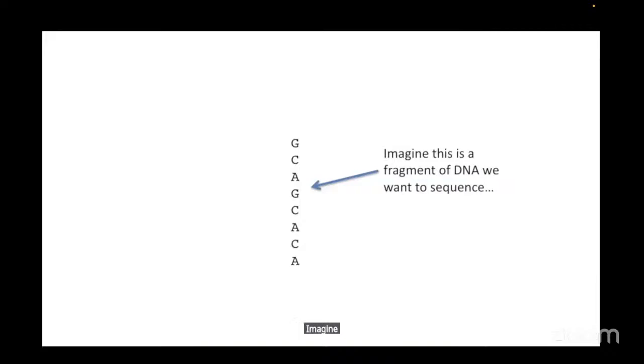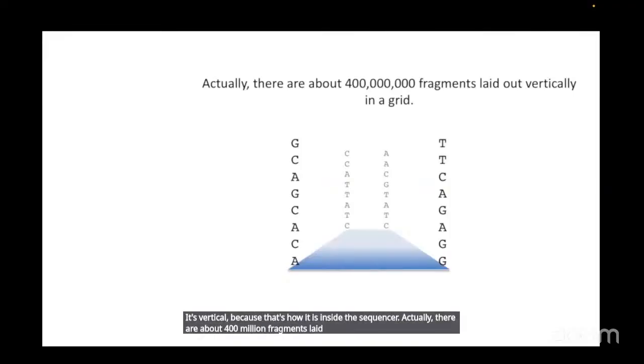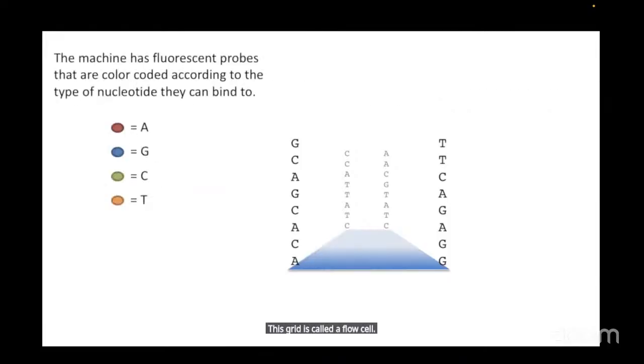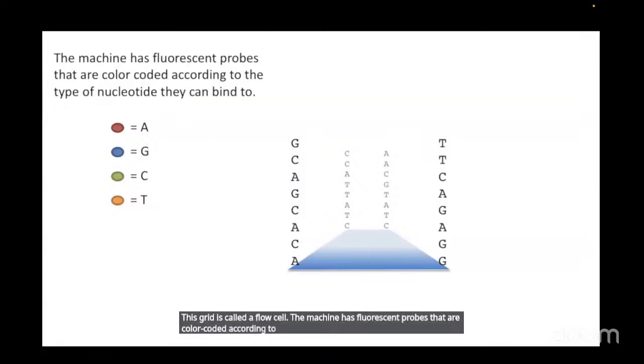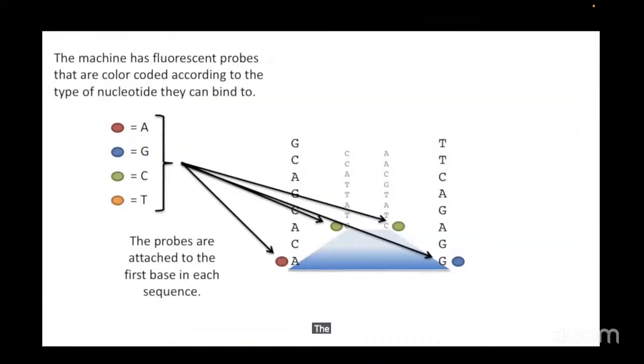Imagine this is a fragment of DNA we want to sequence. It's vertical because that's how it is inside the sequencer. Actually, there are about 400 million fragments laid out vertically in a grid. I'm just showing you 4 fragments so your brain doesn't explode. This grid is called a flow cell. The machine has fluorescent probes that are color-coded according to the type of nucleotide they can bind to. The probes are attached to the first base in each sequence.